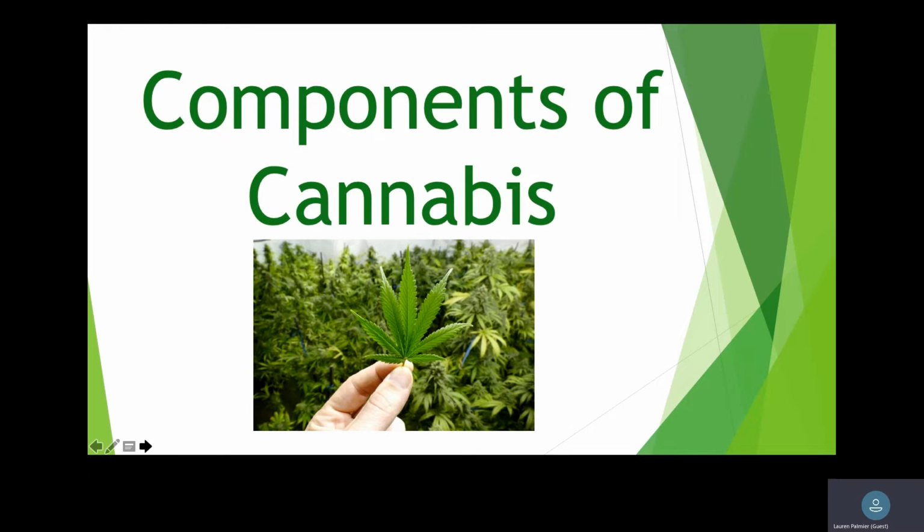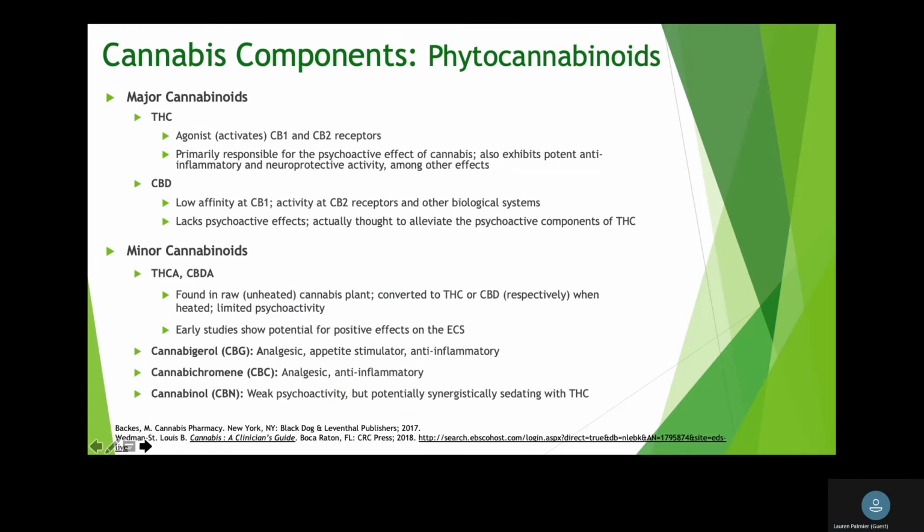So now we're going to talk a little bit about the components of cannabis. A cannabis plant contains 480 natural components, of which over 60 components have been classified as cannabinoids. So there's major cannabinoids, which are things we've probably heard of and already touched on so far in this presentation. So THC is an agonist, or it activates CB1 and CB2 receptors. But primarily we know that THC likes the CB1 receptor, primarily responsible for the psychoactive effect of cannabis. But we also see a little bit of anti-inflammatory and neuroprotective activity from THC as well.